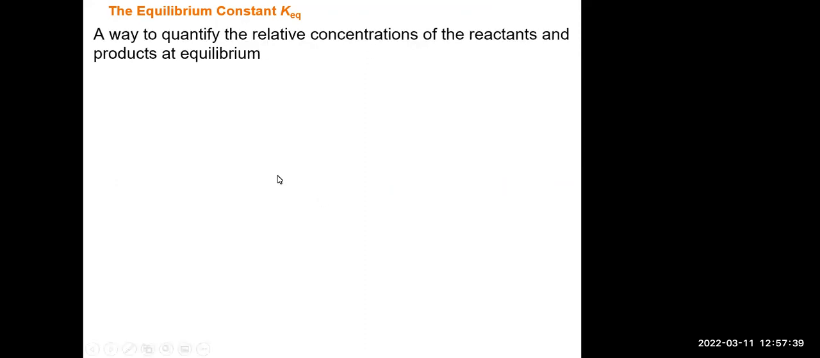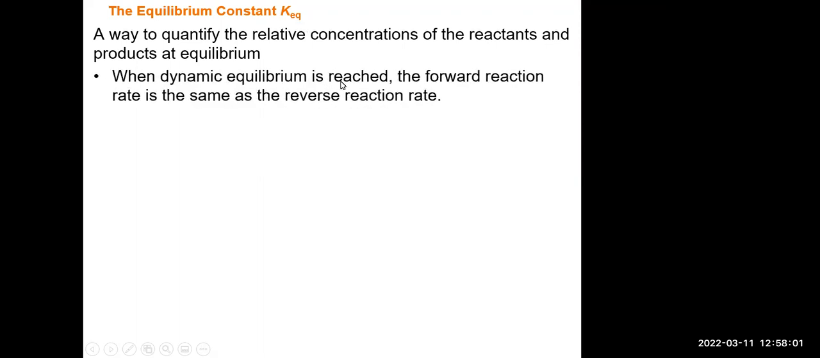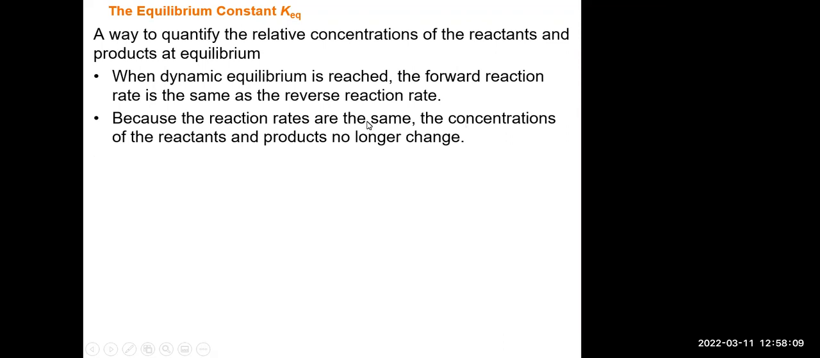Because at equilibrium the concentrations of the reactant and product no longer change, they are some type of constant. So we can quantify the relative concentrations of the reactants and products at equilibrium by using the equilibrium constant, K sub EQ. When dynamic equilibrium is reached, the forward reaction rate is the same as the reverse reaction rate. From this principle, from this statement, we can get the equation for the KEQ.